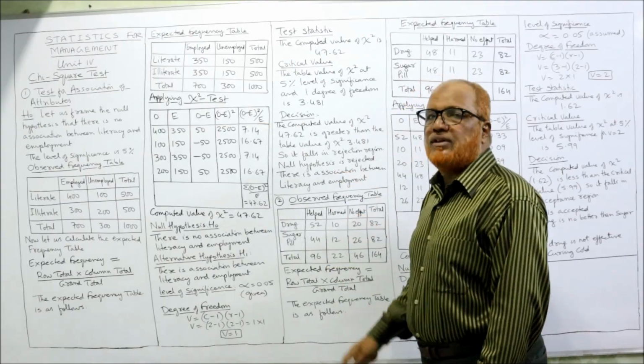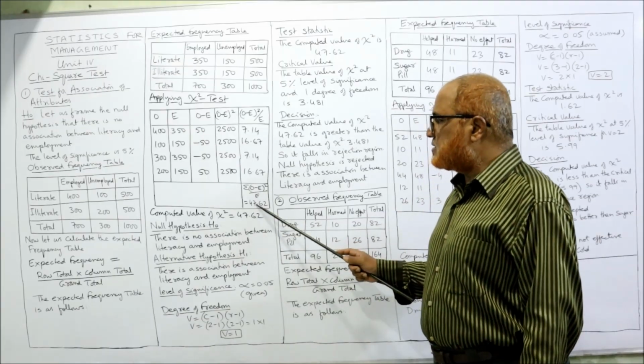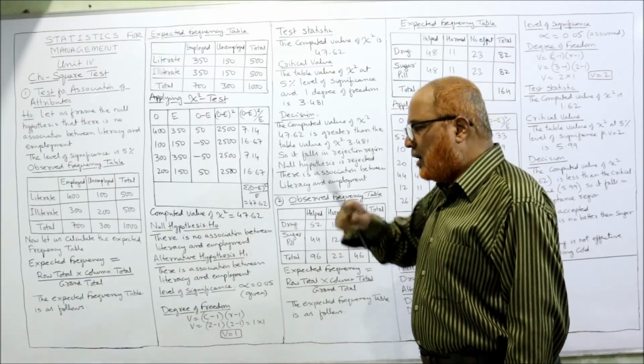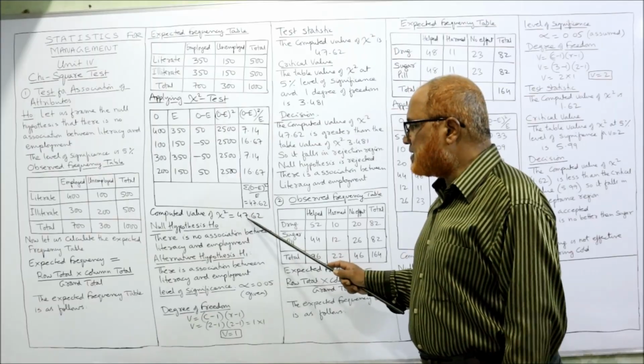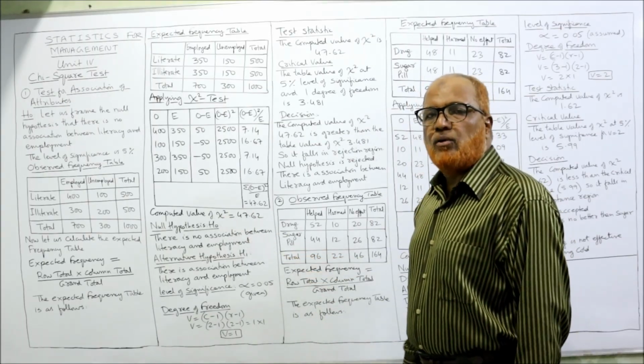Take the total of this O minus E whole square divided by E. You will get 47.62. We have computed the value of chi-square.